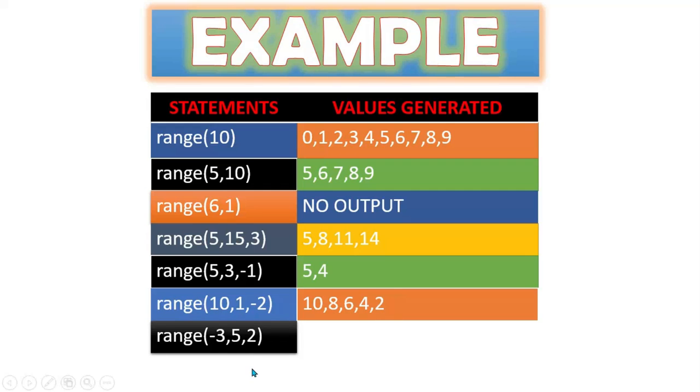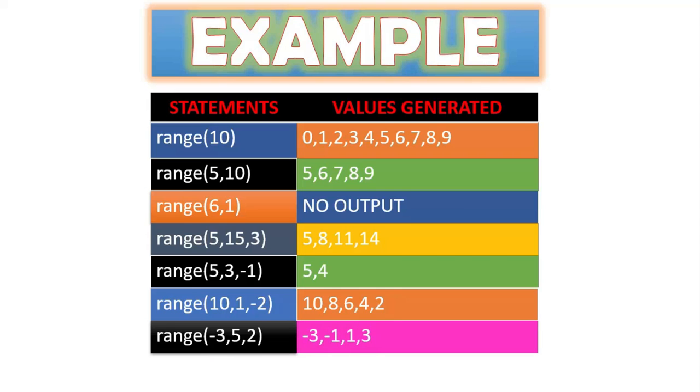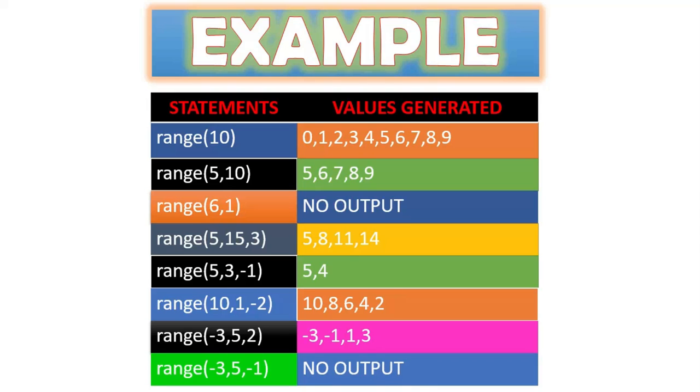And what will be the result of that range? Starting at minus 3, then plus 2 is minus 1, then plus 2 is 1, then plus 2 is 3, then plus 2 is 5, but we will not include 5. So my final range will be minus 3, minus 1, 1 and 3. And the last example minus 3, 5 and minus 1. So what will be the result of that? The answer will be no output.